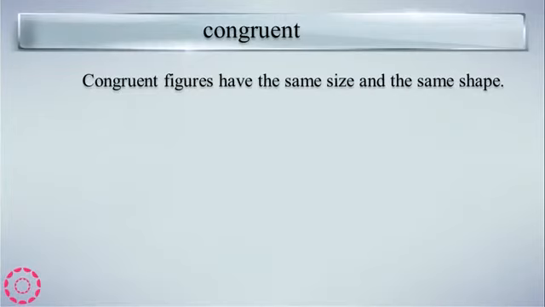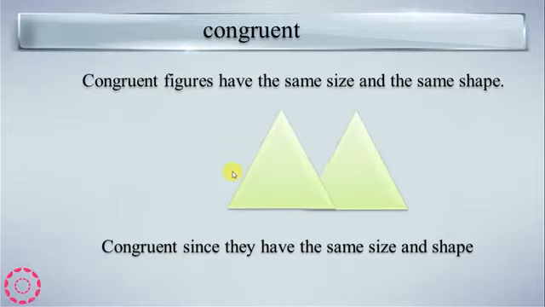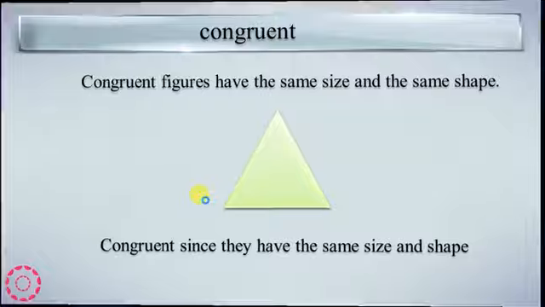Congruent figures have the same size and the same shape. They are congruent since they have the same size, the same shape. They are equal. Why? Because they are the same shape, the same size. Look, they are equal. They are congruent.